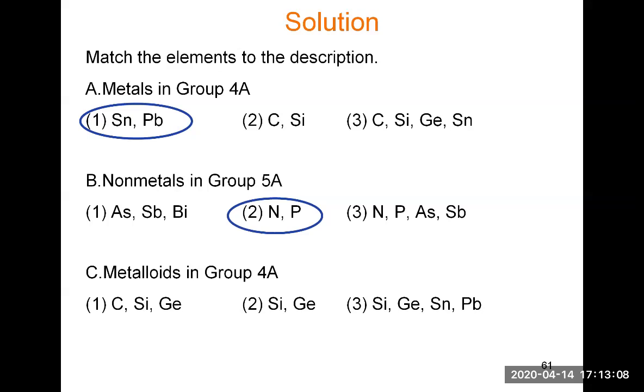Metalloids in group 4A. Again, going back to group 4A, starting with carbon, silicon and germanium are the two metalloids in there. Then tin and Pb are metals, and we said earlier carbon is a non-metal. So that ends section 2.4.